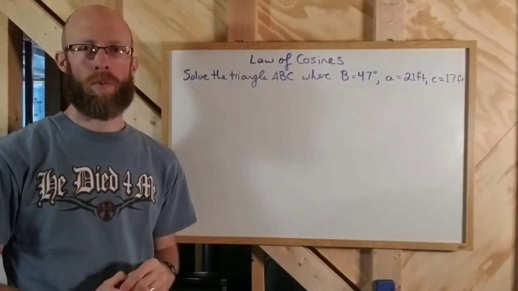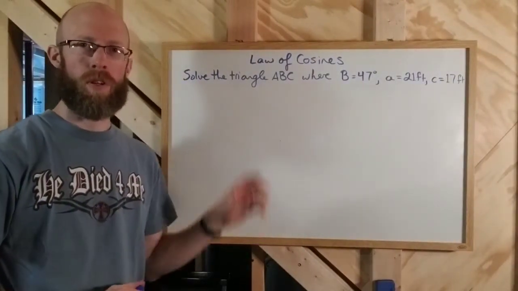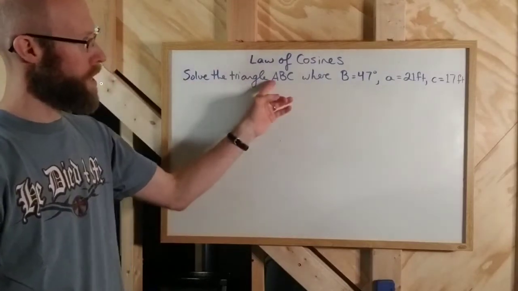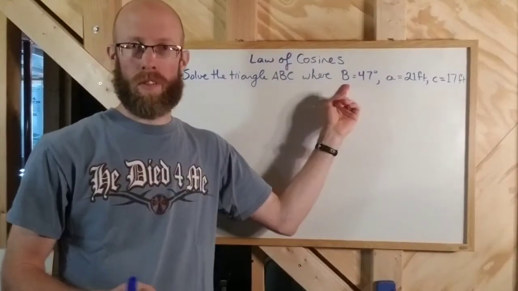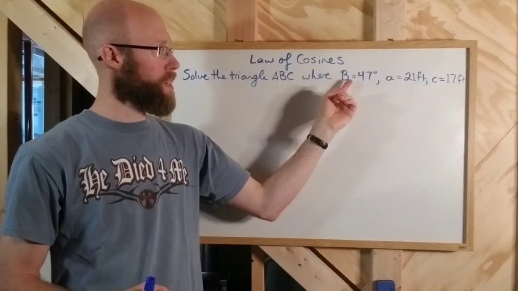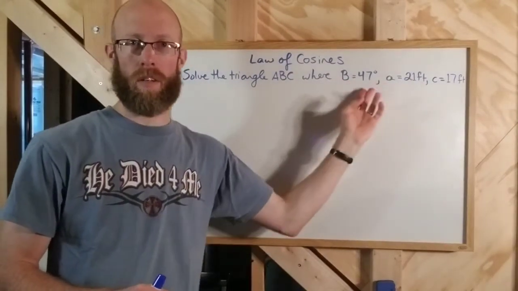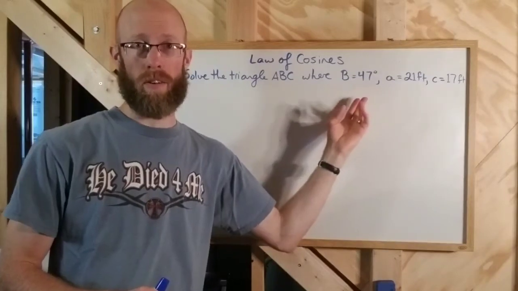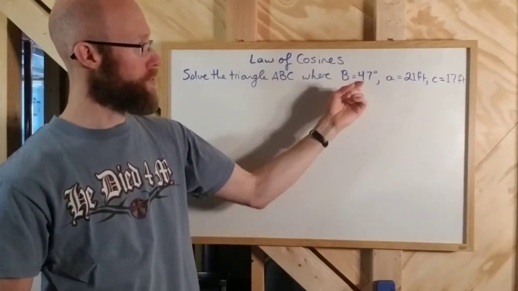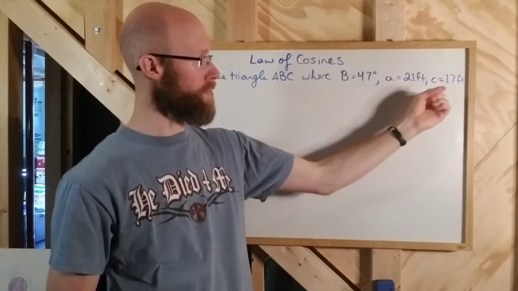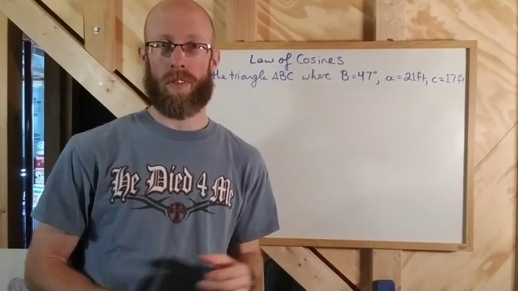Alright, in this example with the law of cosines, we're going to try to solve the triangle ABC with three pieces of information given. An angle and two sides. In fact, it's two sides and the included angle. Angle B is 47 degrees, side A is 21 feet, and side C is 17 feet.